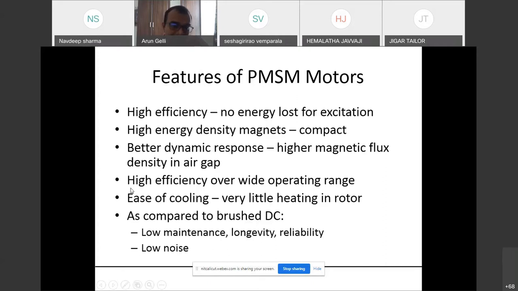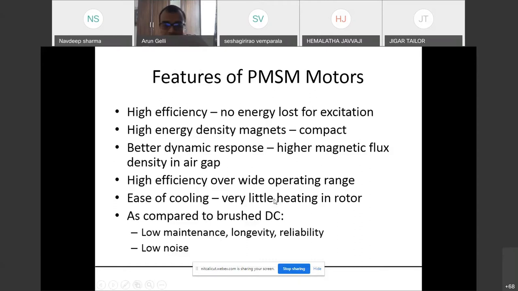This is the major driving factor for most of the industry, especially the electric vehicle industry, to look into PMSM machines, because they have very high efficiency, and any energy that is saved in the design will be used for extra mileage on the vehicle. That's a significant factor for electric vehicle applications. So permanent magnets, that's where it is scoring high when compared to other machines.